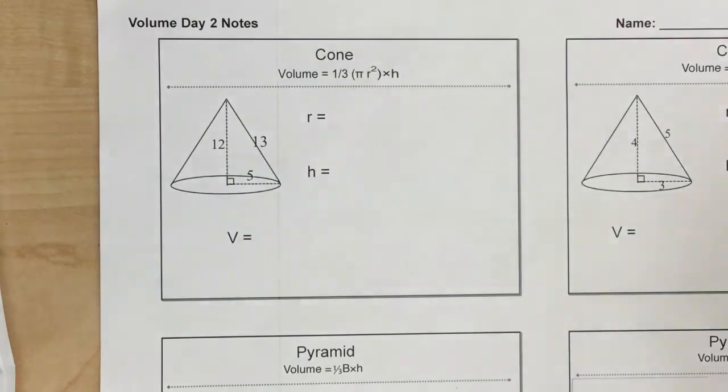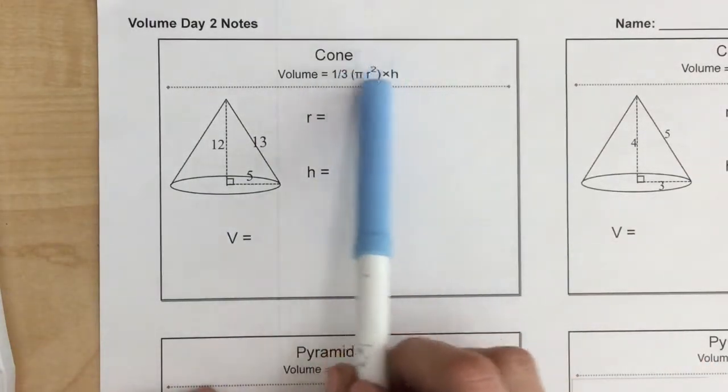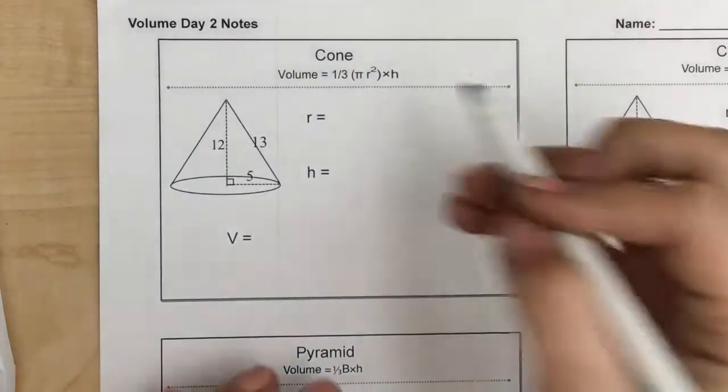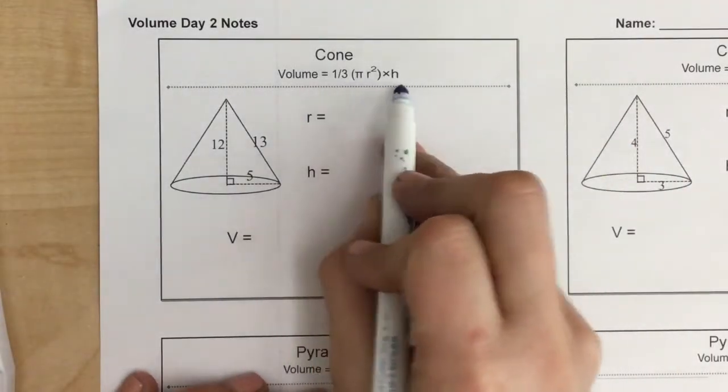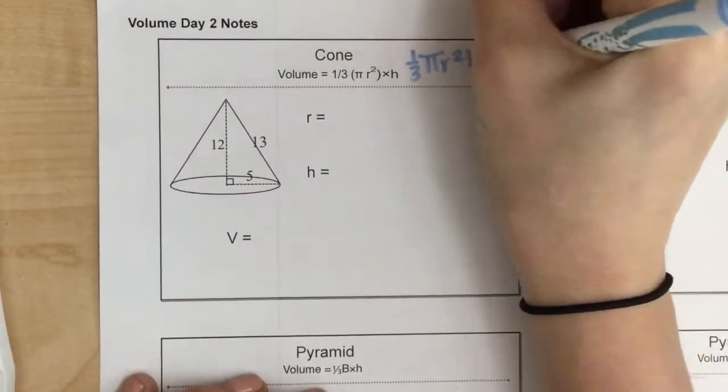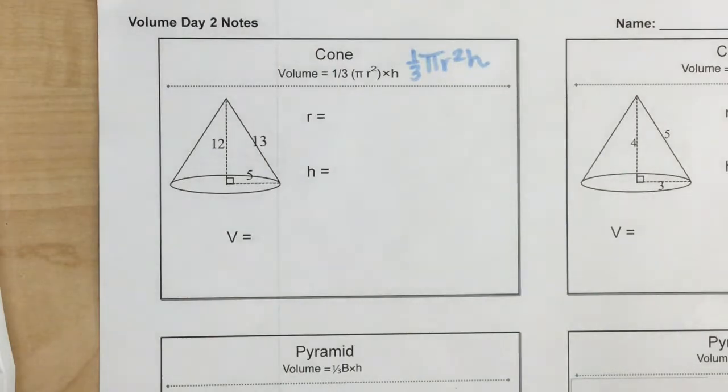The formula is 1/3 pi r squared h. So if you notice, it's kind of like the cylinder formula, pi r squared h, just with a 1/3 in front. And don't overthink these parentheses and this multiplication. It could just be written 1/3 pi r squared h. It's just all multiplied together.